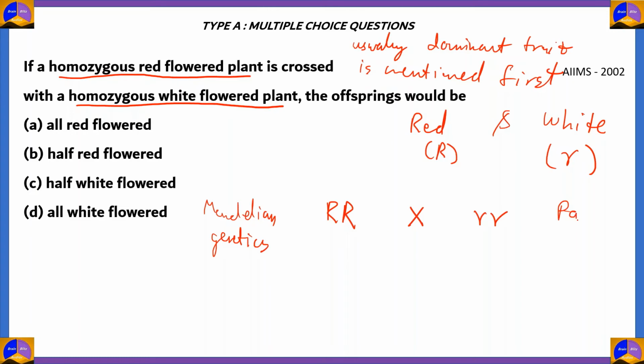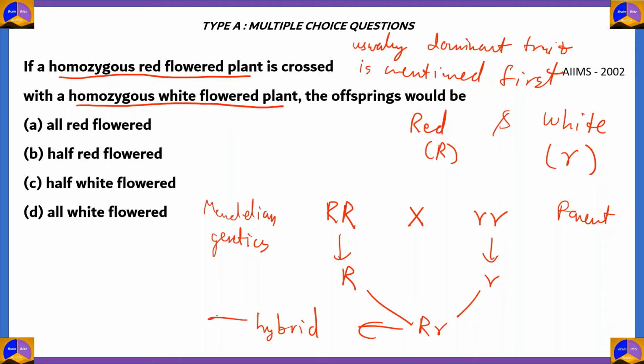So these are the parents. And so over here, they form a red allele. And here they form a white allele. And on crossing, you get a hybrid, which according to the law of dominance has the dominant trait.